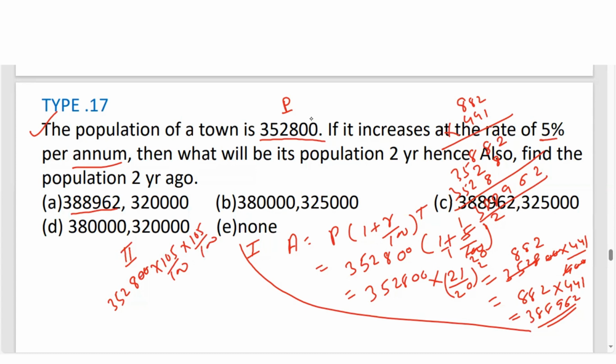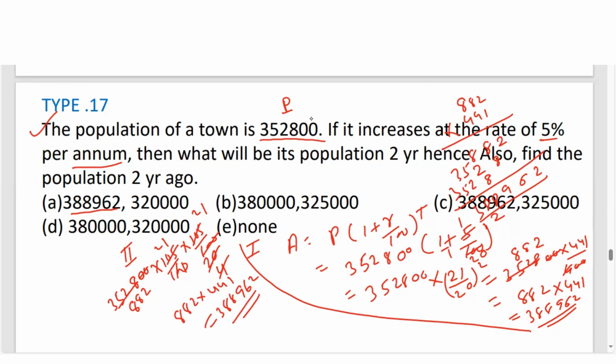So this 20 cancels. Now here 100, so what can we do? You can cancel by 5, 20. Here 21. Again cancel by 5, 4. Here 21. Again cancel this number: 4 8s are 32, 4 8s are 32, here 2. So what we got? 882 into 441. Just multiply these values, 882 by 441. What we got? 388,962. Yes, both answers are the same and correct.